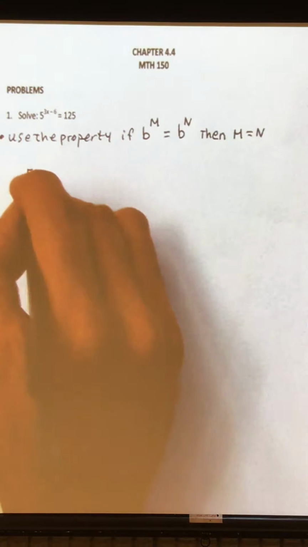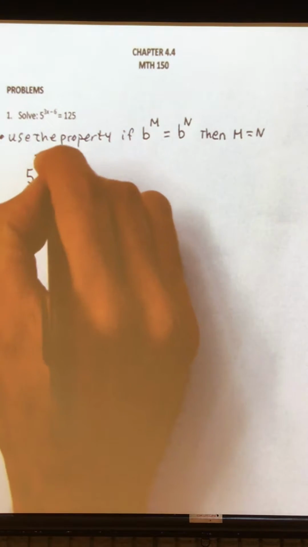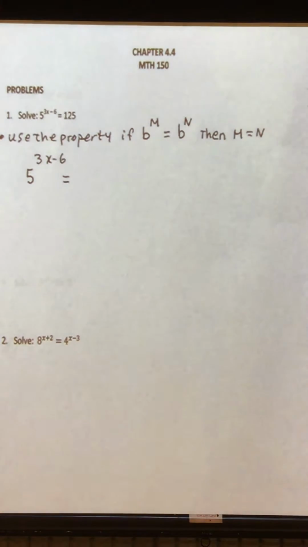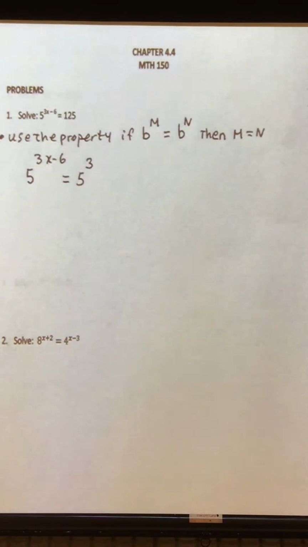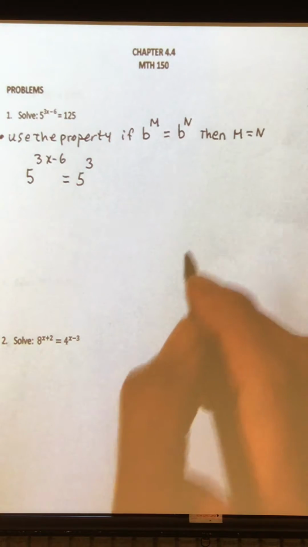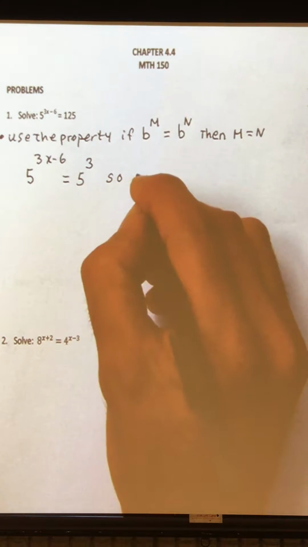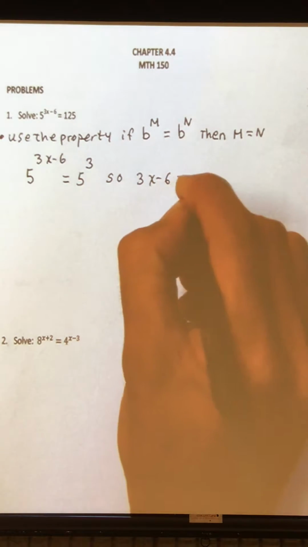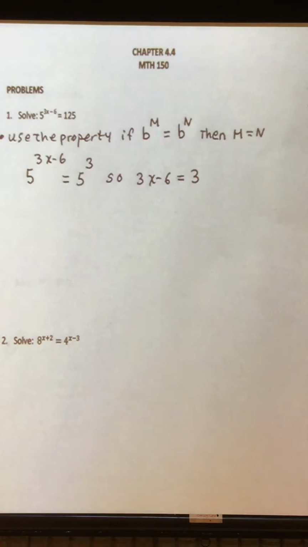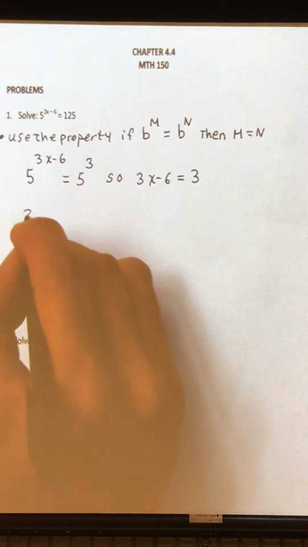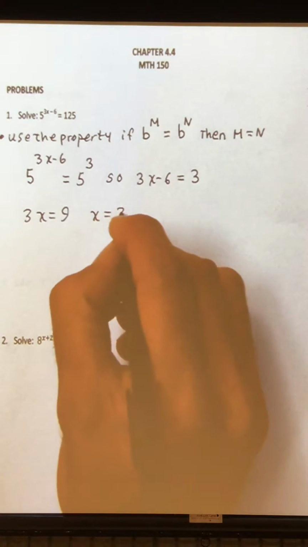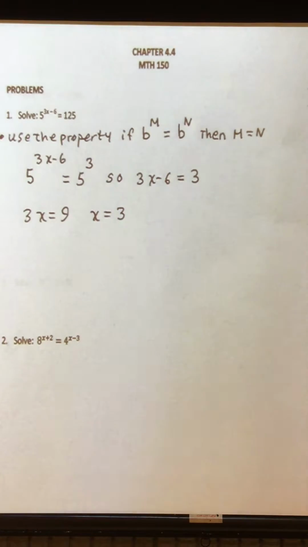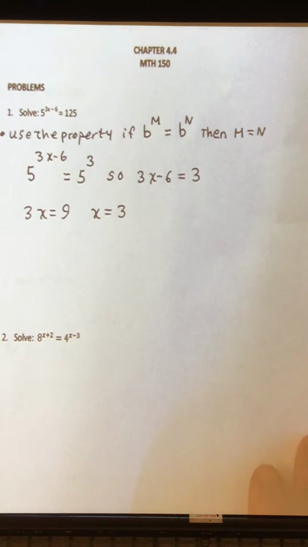So on the left, we'll write 5 to the 3x minus 6 as given. And on the right side, we'll rewrite 125 as 5 to the third power. That means that we can now make an equation out of the exponents. So 3x minus 6 will be equal to 3. And solving for x then, we'll have 3x is equal to 9, giving x is equal to 3. And that is the solution to problem 1.